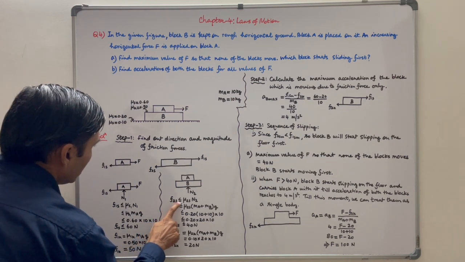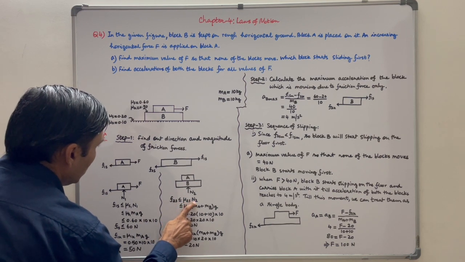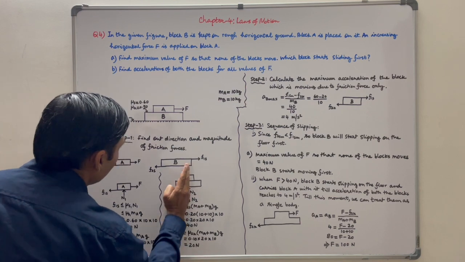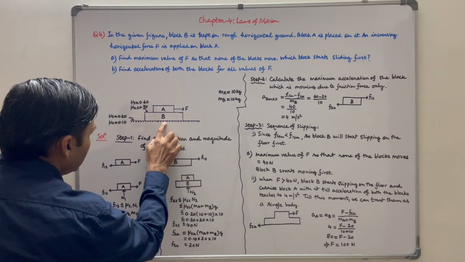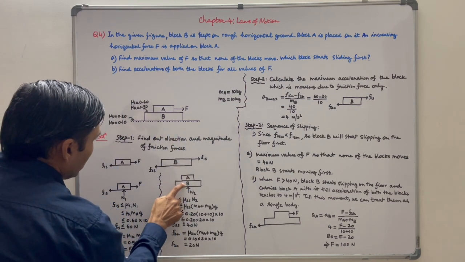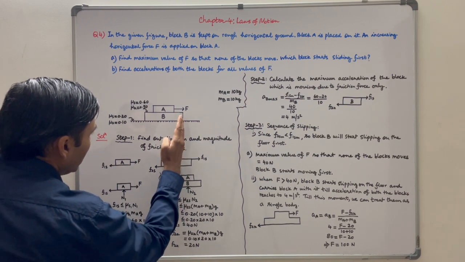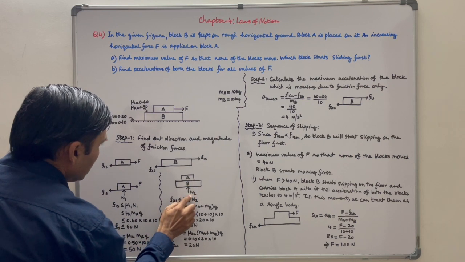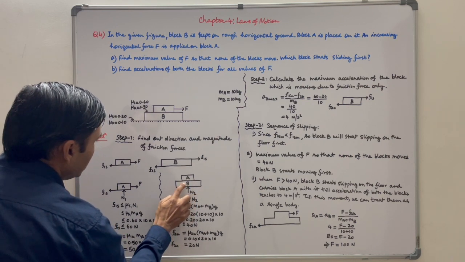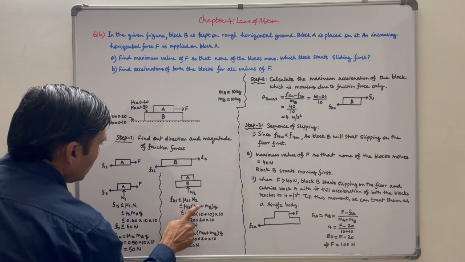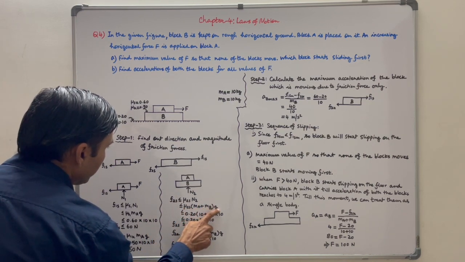F2s is less than or equal to mu2s into N2, where N2 is the normal reaction that works perpendicularly upwards on this contact surface. The weight of these two blocks, (MA plus MB) times G, will work perpendicularly downwards. So N2 is equal to (MA plus MB) into G. So F2s is less than or equal to mu2s into (MA plus MB) times G.